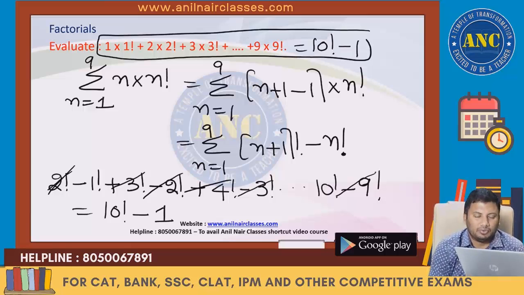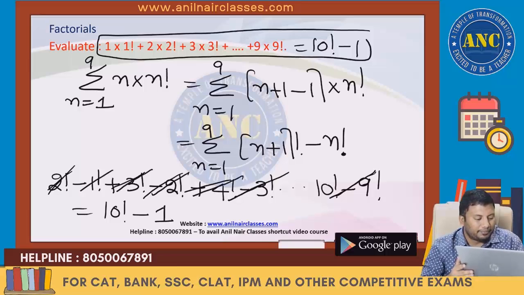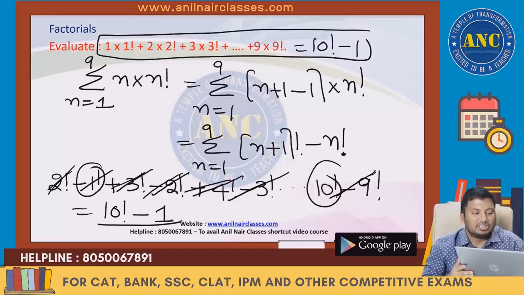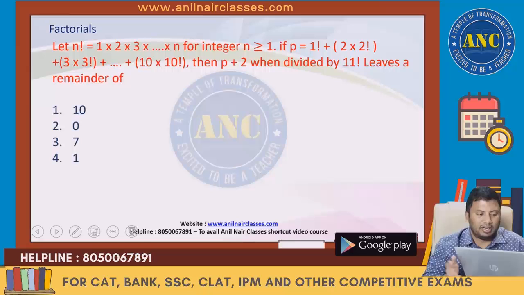Put n value 1: 2 factorial minus 1 factorial. Put n value 2: 3 factorial minus 2 factorial. Put n value 3, and so on up to n value 9: 10 factorial minus 9 factorial. All are cancelled except minus 1 and 10 factorial. Answer is 10 factorial minus 1.